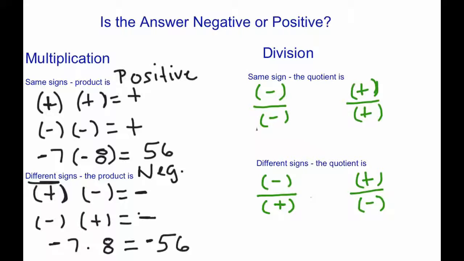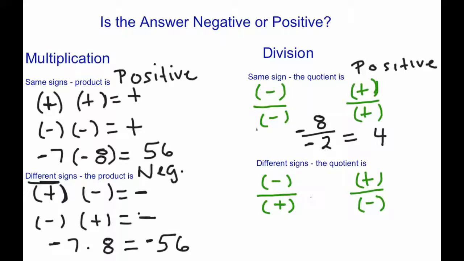Now in division, like I said, this is good news. The rules are the same. The quotient, the answer to a division problem, will be positive if the signs are the same, such as a negative divided by a negative, or a positive divided by a positive. For example, negative 8 divided by negative 2 will equal 4, and the signs are the same, so the answer is positive.